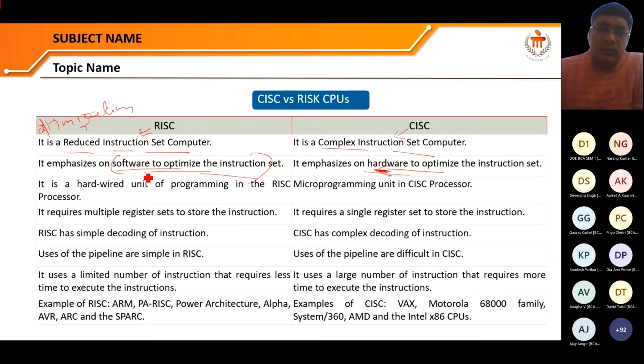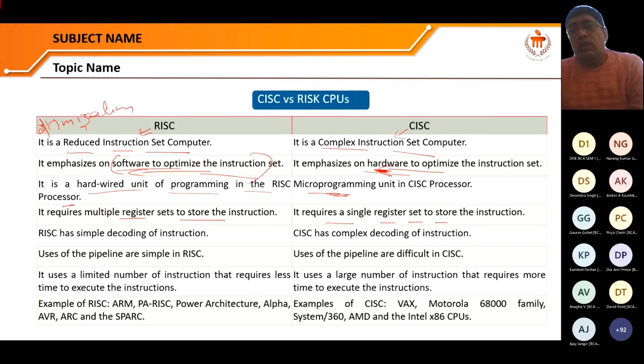RISC has hardware unit programming in the processor, while CISC has micro programming in the processor. And RISC also requires a multiple register set to store the instructions. Here we require multiple registers to store the instructions. Here CISC requires a single register. What is the work of the single register? Like yes, no, on, off, this type of work is performed by the single registers.